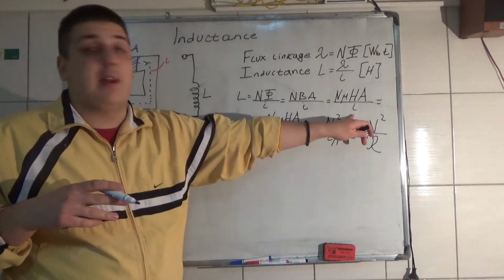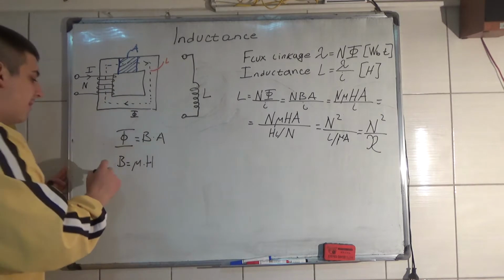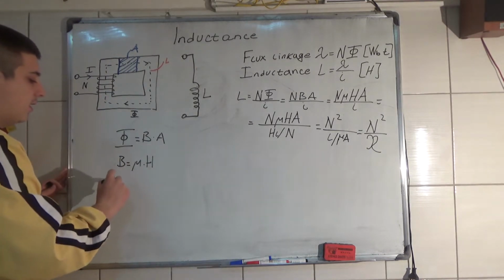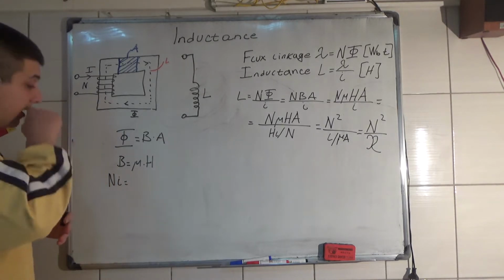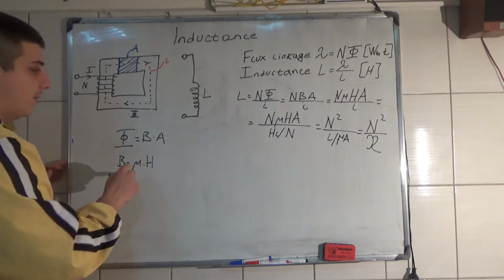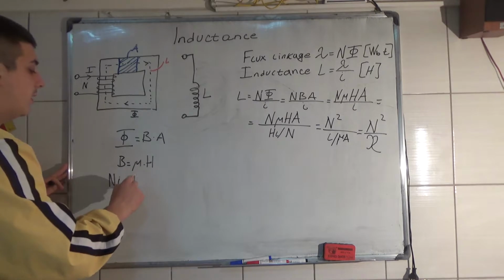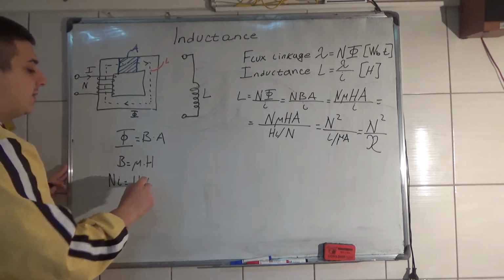Now, we know that MMF and I, this is the MMF, magnetomotive force, which we discussed earlier in this course, is equal to H times L.